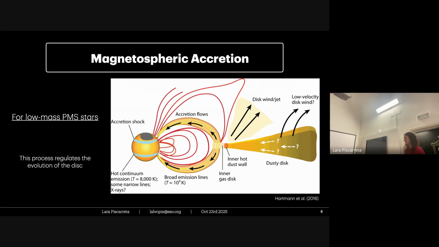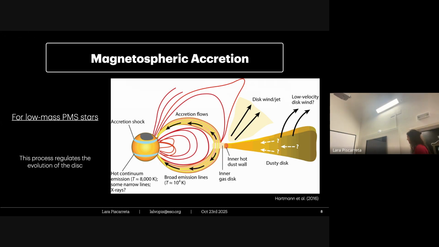Yeah, that's a good point, actually. You mean just because of the positive and negative pole? Yeah, exactly. I guess it's the diagram itself. Basically, just because the gas follows the magnetic field lines, it creates these accretion flows throughout the surface of the star, and then it will clash and go into the accretion shocks. Yeah. And that's it.